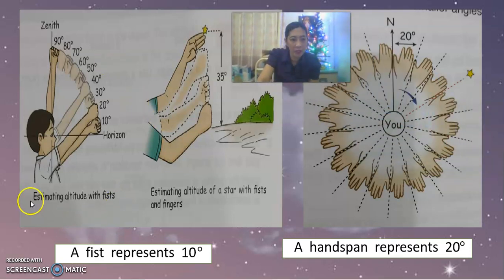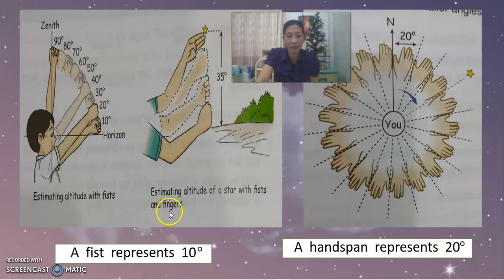So again, this is estimating altitude with a piece. Every piece is 10. A piece represents 10 angles and a handspan represents 20 angles. From here, straight, 10, 20, 30, 40, 50, 60, 70, 80, 90. So 90 is 90 angles, from the horizon to the zenith.